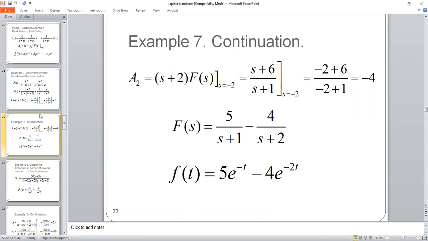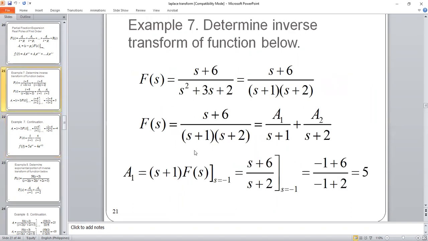Okay? Now this is a case when your function of s has a D of s, or a denominator, which is factorable, and the roots or the poles are real. And if we will compare it to the method of undetermined coefficients, they are real and unique. So there is no repeat, because they are unique from each other.